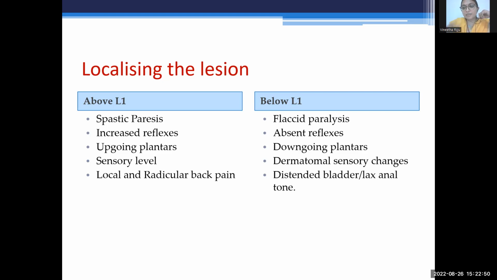And if the lesion is below L1, there's mostly a presentation of flaccid paralysis. The reflexes are absent. The plantars are downgoing. And you might see dermatomal sensory changes, and also sometimes the bladder and the bowel is affected.